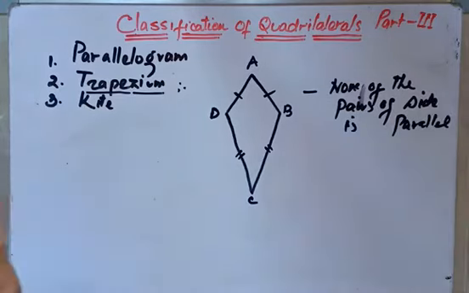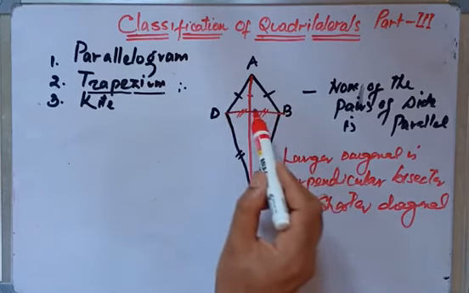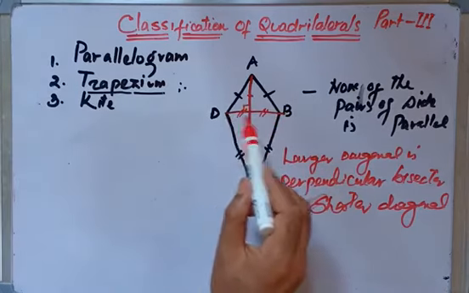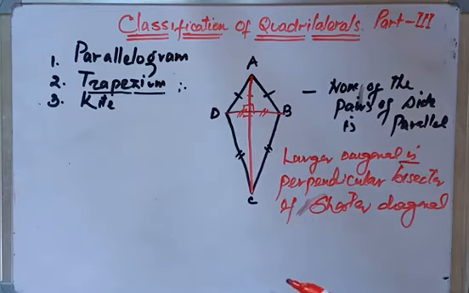So diagonal BD, though the shorter diagonal, is perpendicular to AC. But it does not bisect it, right? It does not divide it into two equal parts. But what does the larger diagonal do? It bisects the smaller diagonal as well as being perpendicular to it. So we can say that the larger diagonal, not the smaller diagonal, is the perpendicular bisector of the shorter diagonal, right?